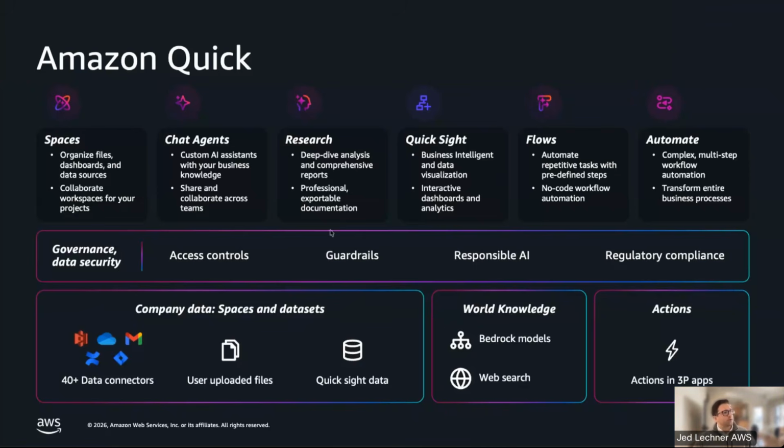Then as you go along the middle, everything is grounded in governance and data security. That's an AWS statement that we always try to make everything secure and up to date with all of the compliances. Then as we go from left to right, we have spaces.